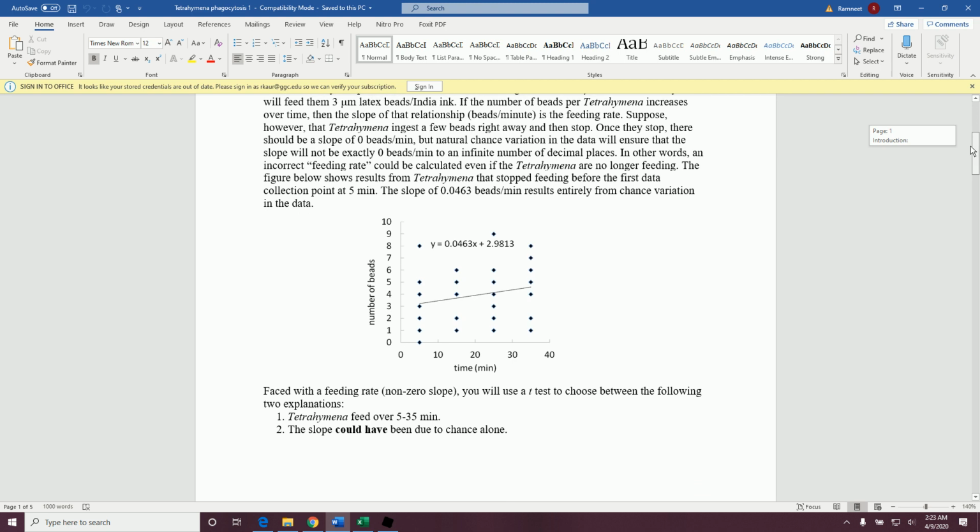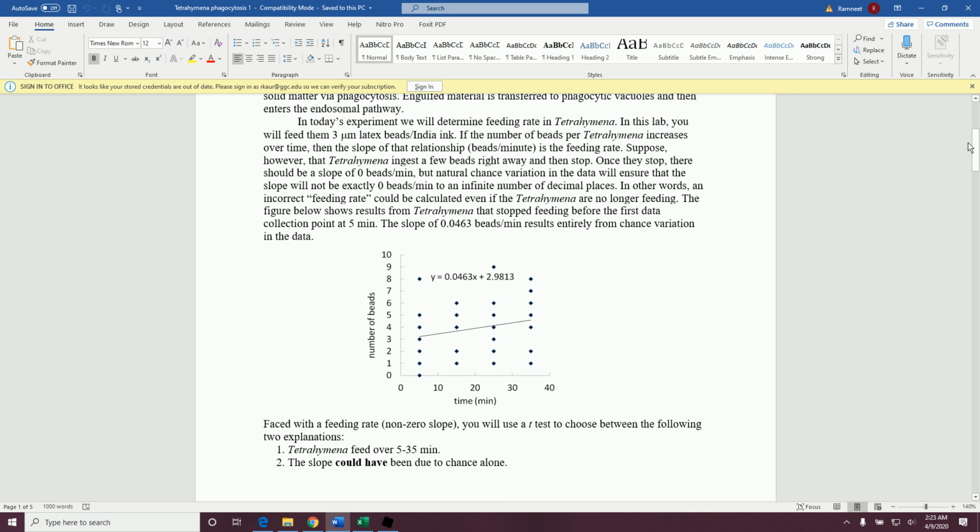When we are trying to determine the feeding rate, I'm also going to show you how we do it. I have already provided you the Excel sheet, the data is already there, and the calculations are all already done.